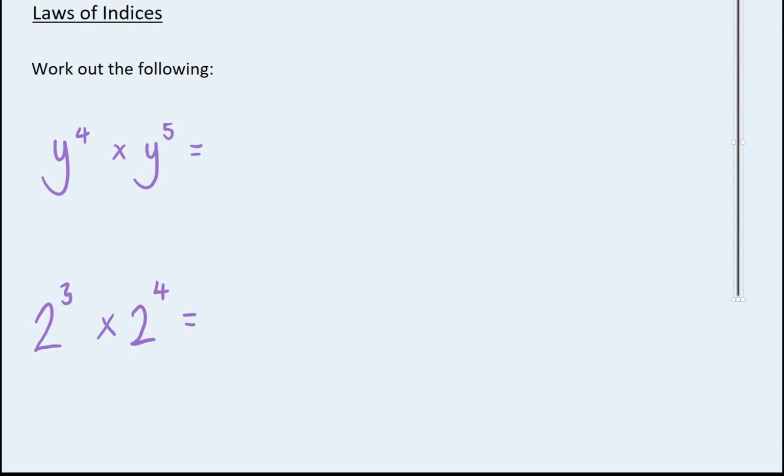We have a couple of basic rules you need to know. First, if you're timesing powers, so I've got y to the 4 times y to the 5, the effect that's going to have is you want to add these powers together. So your answer would be y to the 9.